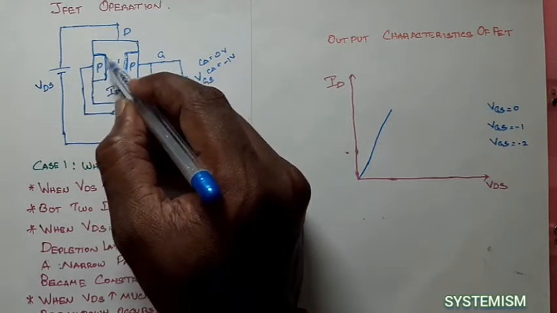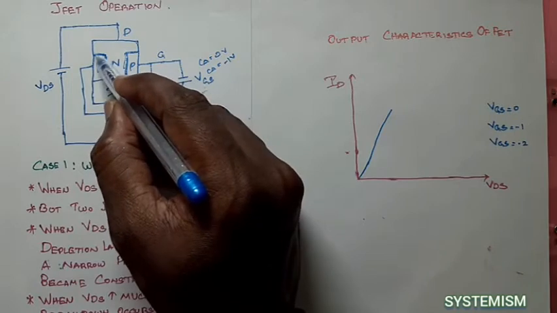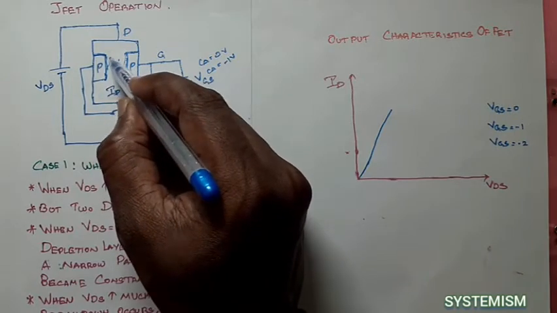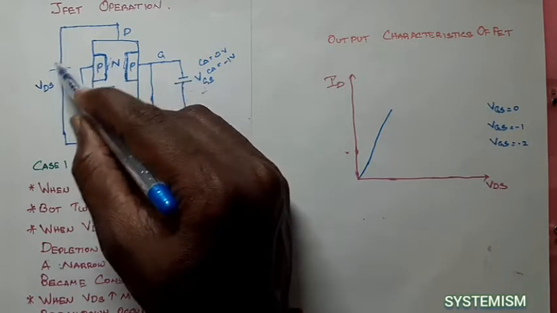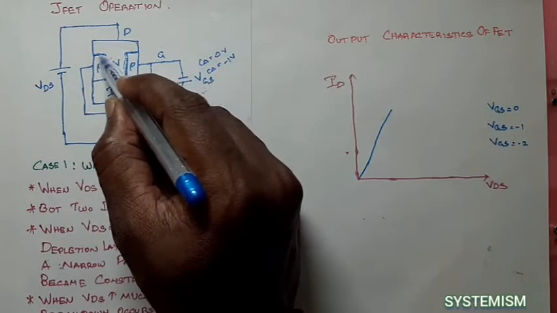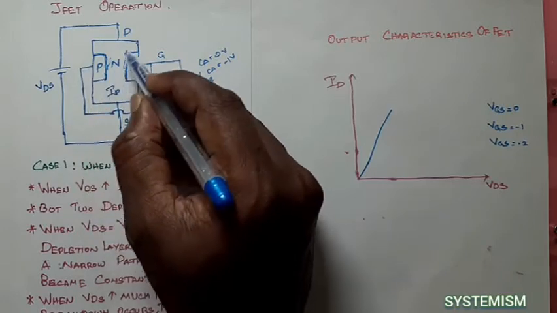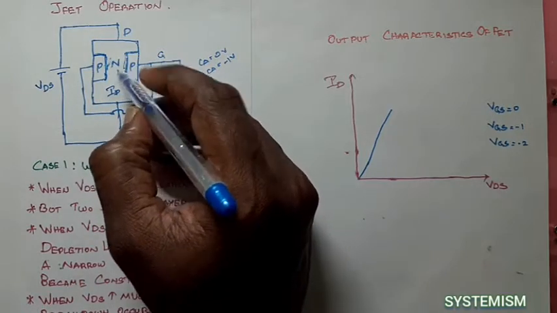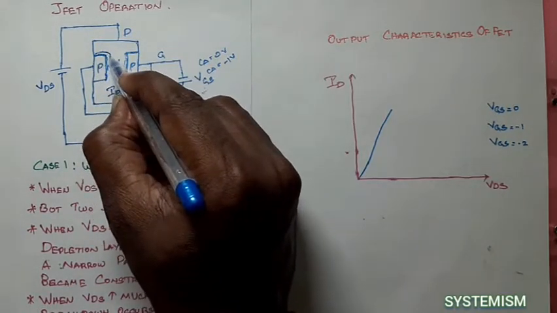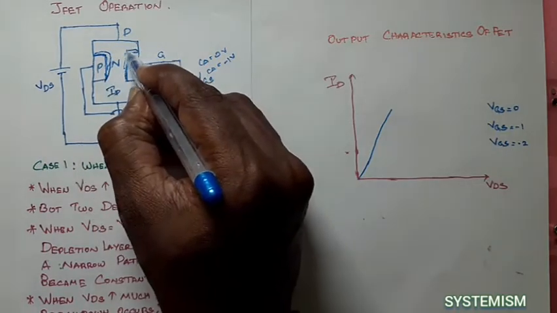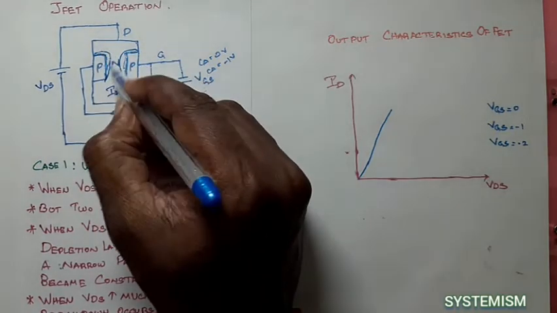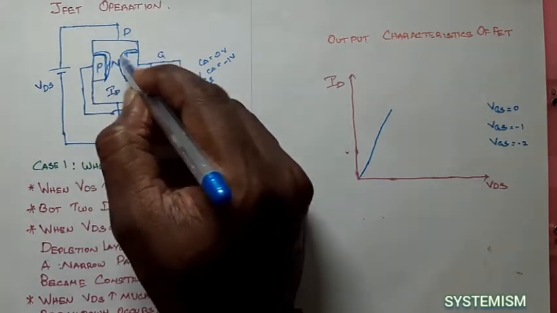You know what happens in the reverse bias? In the reverse bias, the depletion layer starts to expand. If we give more and more reverse bias, the depletion layer goes on increasing. So now, when VDS increases, drain current also increases. At the same time, the depletion layer also increases on both sides.